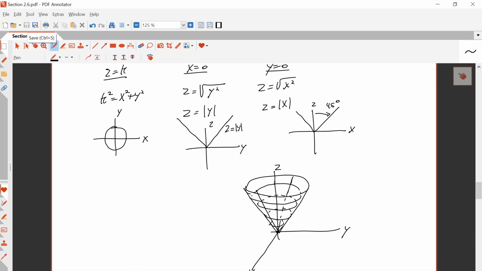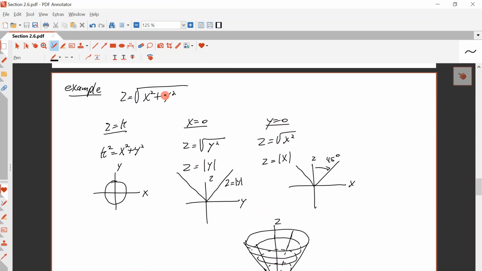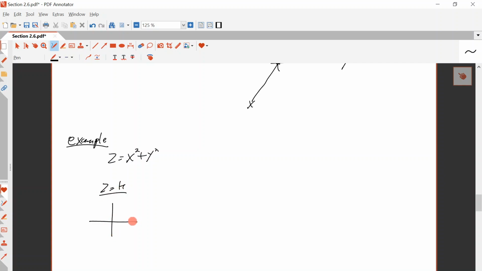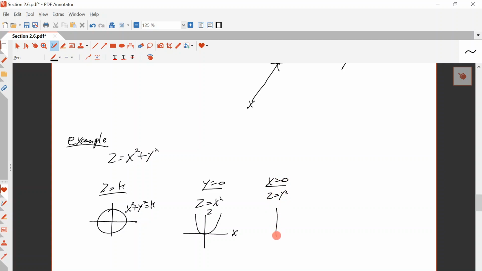And then one very similar to that. So this was z equals the square root of x squared plus y squared. Something real similar to that: instead of the square root, if I just wrote z equals x squared plus y squared, for z equal to k, again, we get circles. And then for y equals 0, we have z equals x squared, which is the xz parabola. And then for x equals 0, we have z equals y squared. So again, that's the standard parabola.